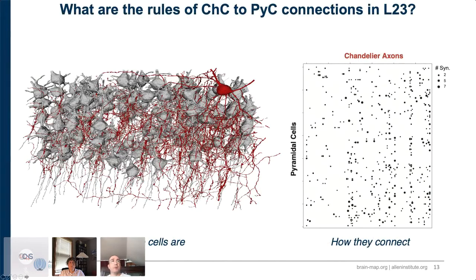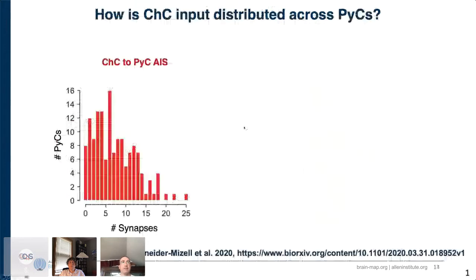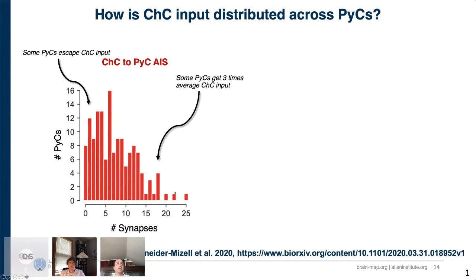From this, we not only know where the targets are, where their synapses are, but also can build this connectivity matrix. In this case, on the y-axis are the different pyramidal cells, and on the x-axis are the different Chandelier axons, and how many synapses they form with each one of them. And one interesting observation that comes out of this is that the Chandelier cells have a huge variability of targeting, as you can see here in this graph. Some pyramidal cells receive very few synapses from the Chandelier axons, and others receive many more.